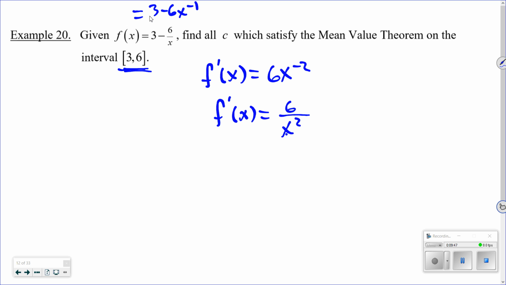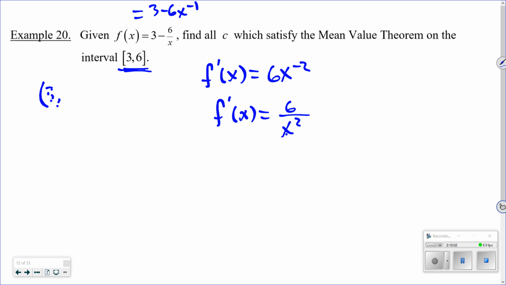Okay, so the mean value theorem says that if I find the average rate of change, there'll be at least one place between 3 and 6 where the instant rate of change will equal the average rate of change. And I'm trying to find that value. So let's find the average rate of change first. To do that, I need my 2 points.